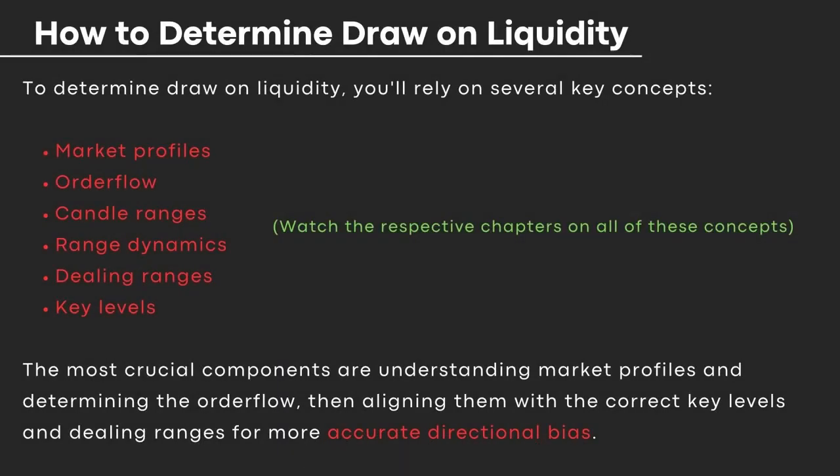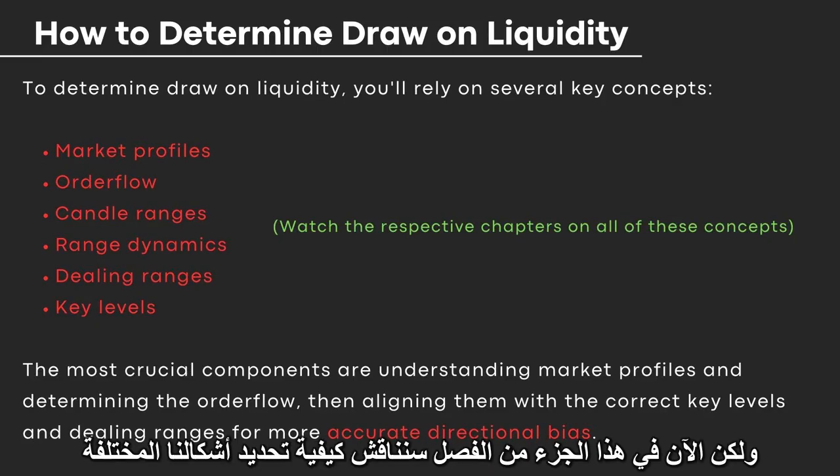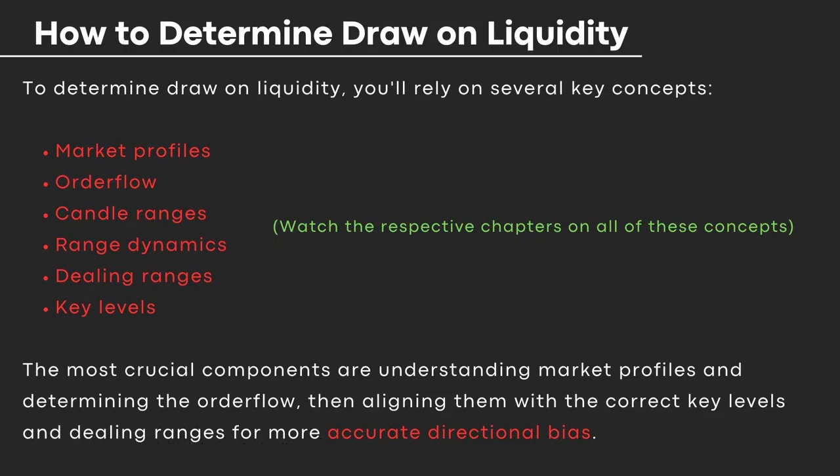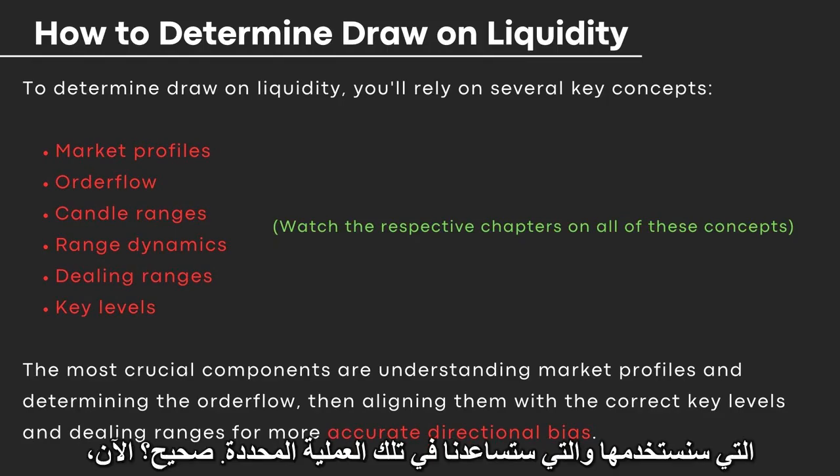Moving on to the next slide, right here we're going to discuss how to determine drawn liquidity, right? This is the most important part of this chapter because in the rest of the chapter we discussed its intricacies and details and how important it is. But now in this part of the chapter, we'll discuss how to actually determine our different forms and types of liquidities and what are the different concepts that we're going to use that will assist us in that particular process, right?